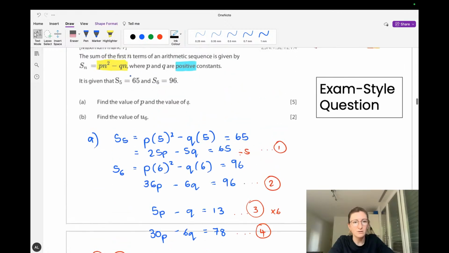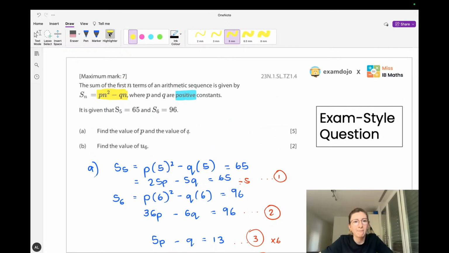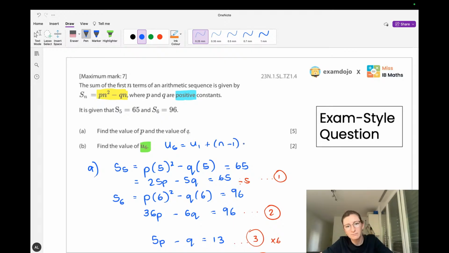Now, notice how they say u6, not s6. So we're not using this formula. We need to find u6. And to find u6, the formula that we have for that is u6 equals u1 plus (n minus 1) d. And for that, we would need our first term. We have n, and we'd need a common difference.